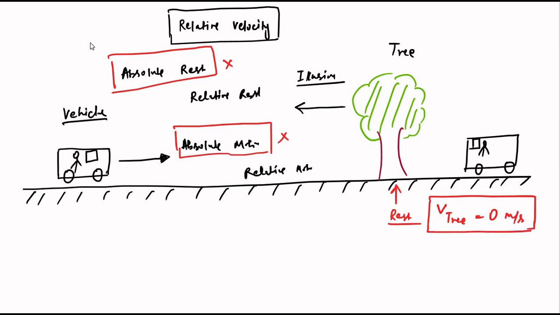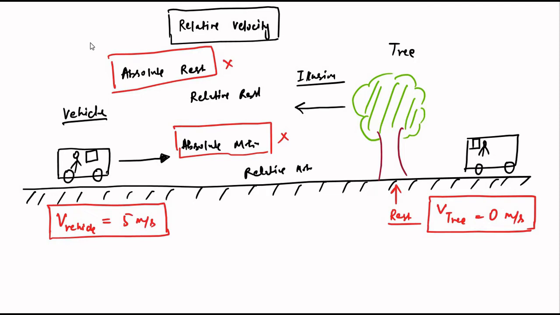The velocity of the vehicle here is, let's say, whatever, let's pick any value, let's say 5 meter per second, just for the sake of discussion here. We say this is the velocity of the vehicle. It is approaching the tree.